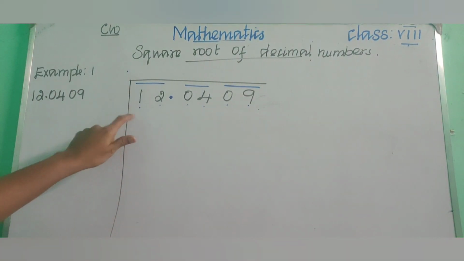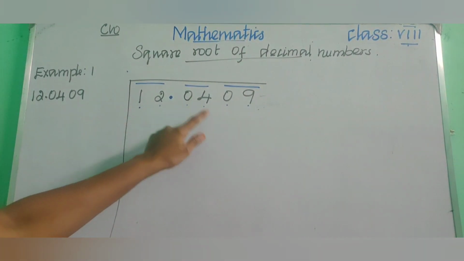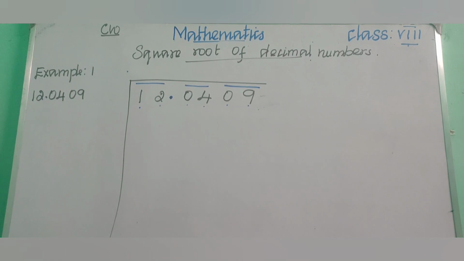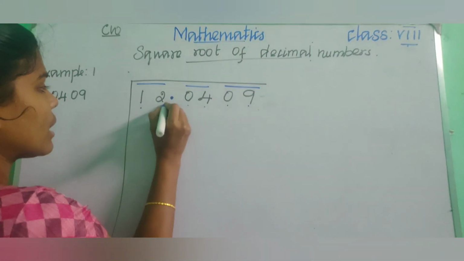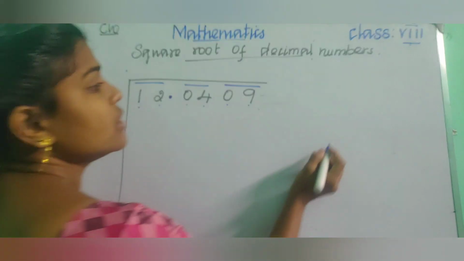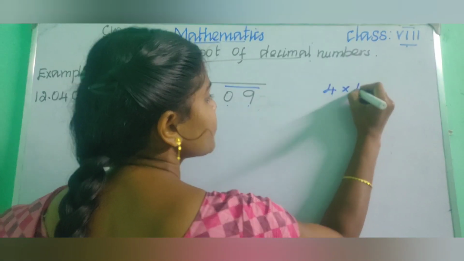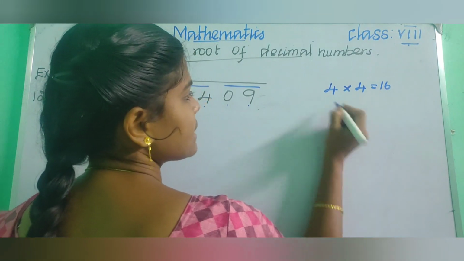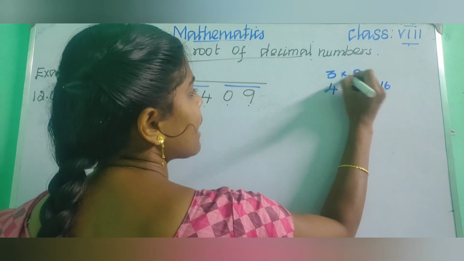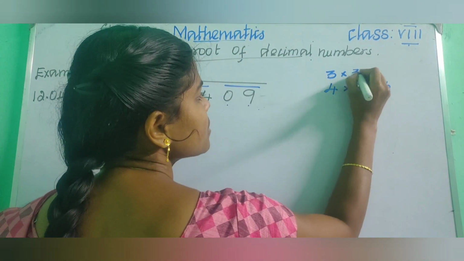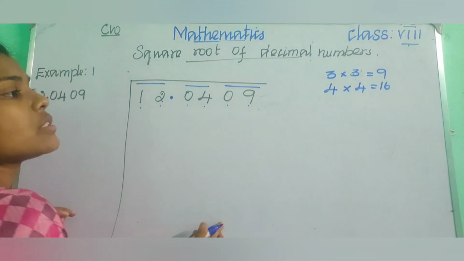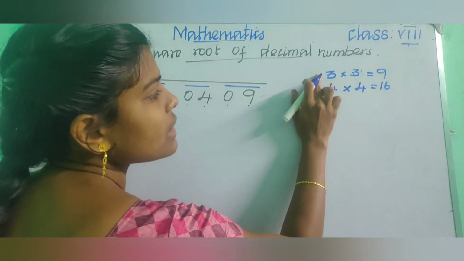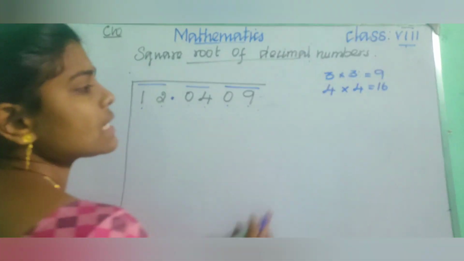So now here we have 12.0409. Okay, children, we are going to do it by the long division method. Let us see this one. Up to 12, 12 is here. Now, 4 4s are 16, 3 3s are 9. So we got 3 squared is 9 and 4 squared is 16.